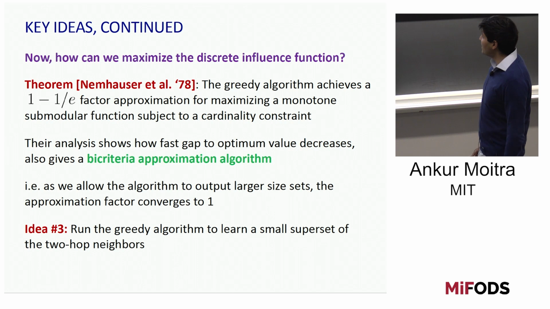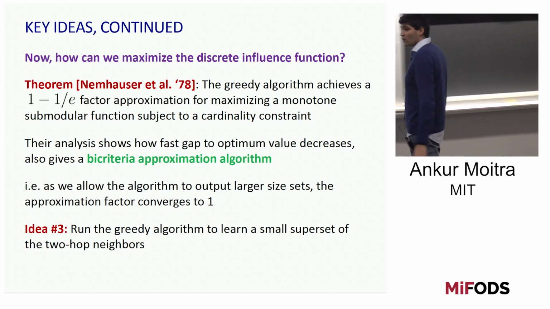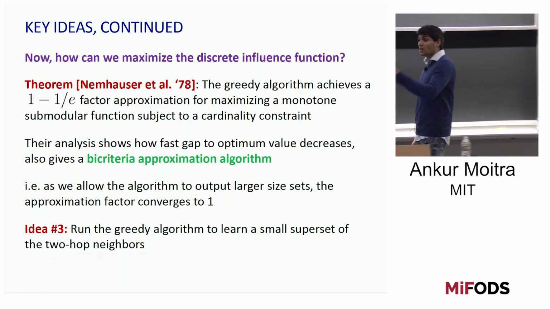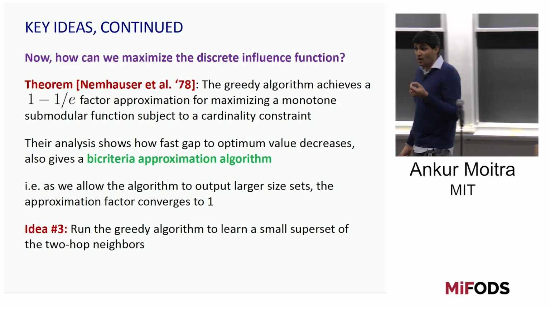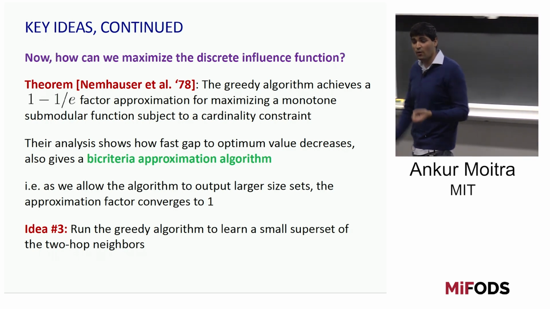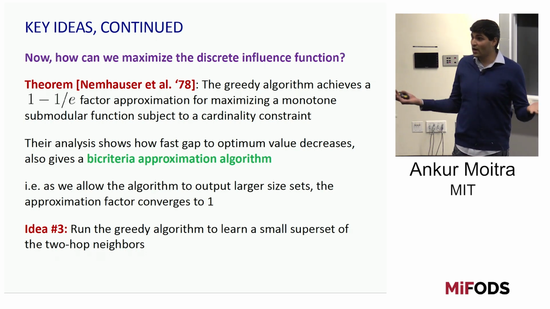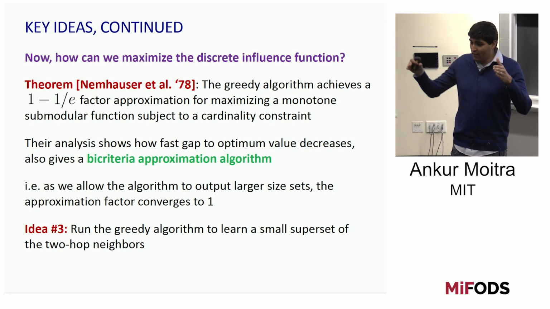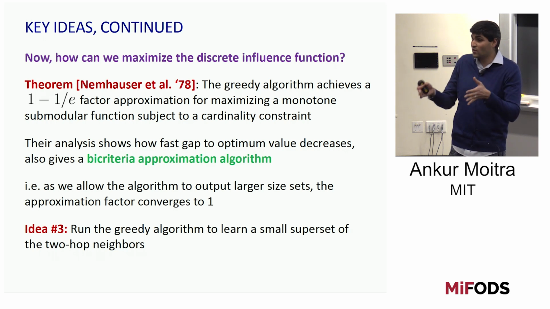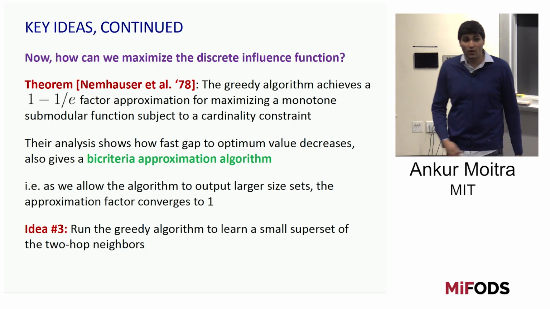So what this really means is that we can run this greedy algorithm of picking out the node that has the largest influence on some given node, conditioned on what we've chosen so far. And once we keep adding those, eventually we're going to run out of nodes to add, and we're going to have a small set that contains all of the 2-hop neighbors of node I.